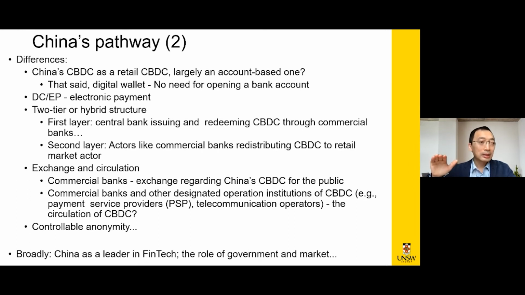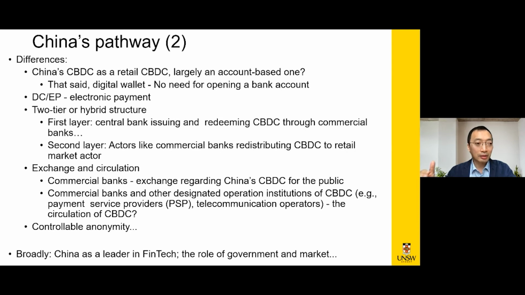So the first tier, or first layer, is the central bank issuing the CBDC, and the second layer, the actors like commercial banks, redistribute the central bank digital currency to individuals. It also involves not only commercial banks, but also payment service suppliers, as well as telecommunication operators, like the major telecom companies in China.